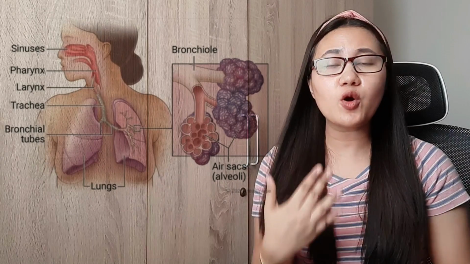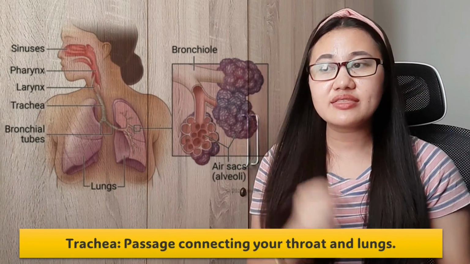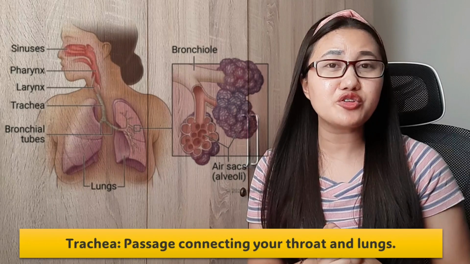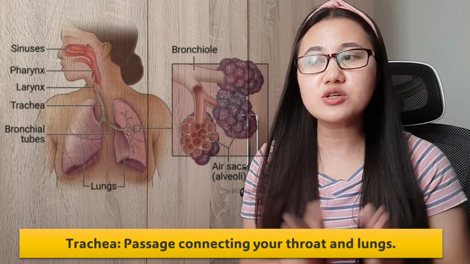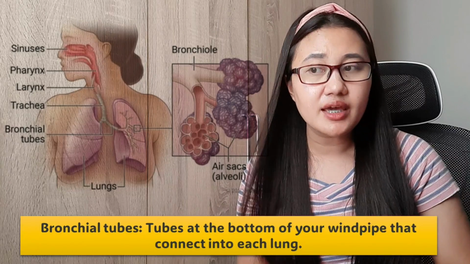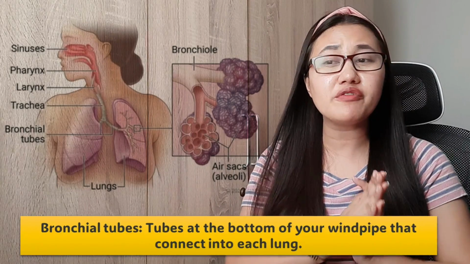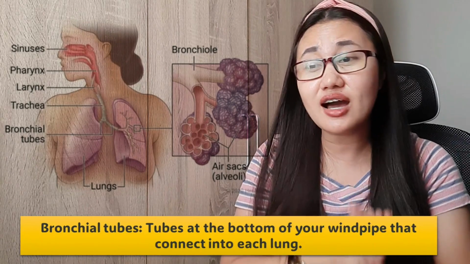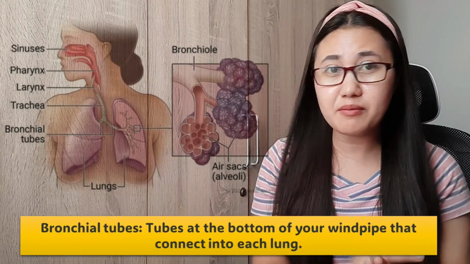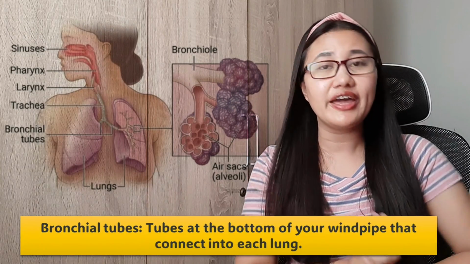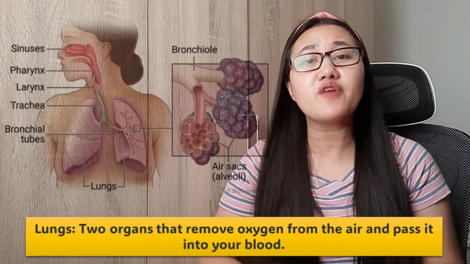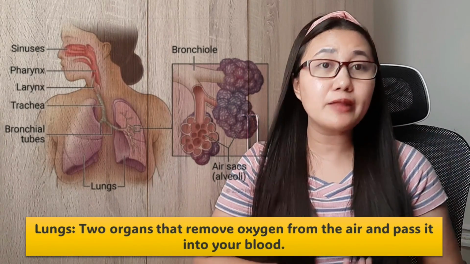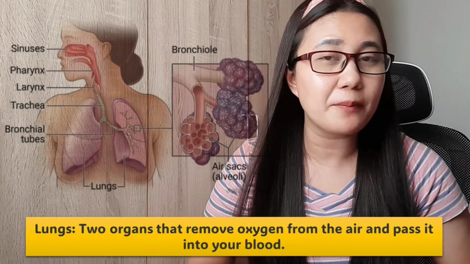And then, of course, we also have the trachea. Trachea is the passage connecting your throat to your lungs. And we also have the bronchial tubes. These are the tubes at the bottom of your windpipe that connect to each lung. Remember, dalawa yung lungs natin. And then we also have the lungs. Yan. These are the two organs that remove oxygen from air and pass it into your blood.